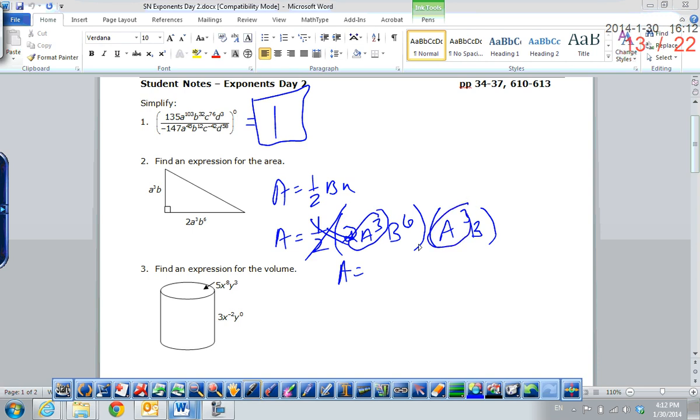So a to the third times a to the third is not a to the ninth, it's a to the 6th. I got a little 1 right there, so then it's a to the 6th, b to the 7th. So that's it for that one.